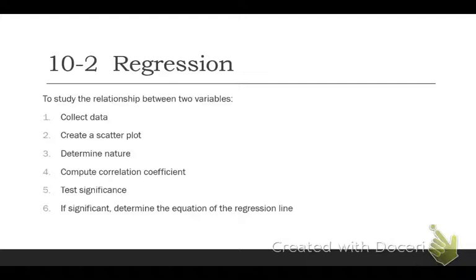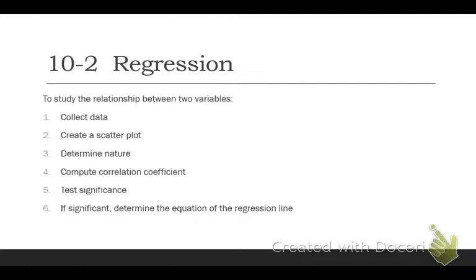And so the steps that we take to determine this is, first we collect our data, which, because we're doing this, all of our data is given to us. The next thing we do is we create a scatter plot. From the scatter plot, we can see what type of nature it has, such as, is it positively linear, or is it negatively linear? Is there no relationship? Is it curvilinear, or does it follow like an exponential or quadratic sort of shape?